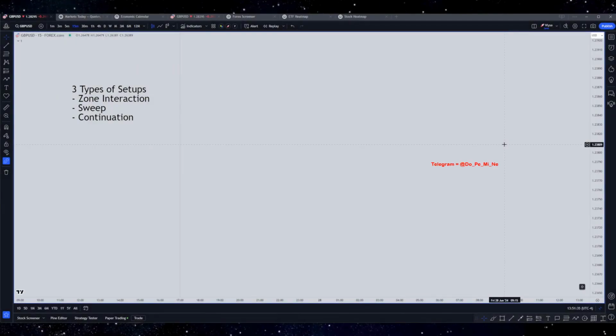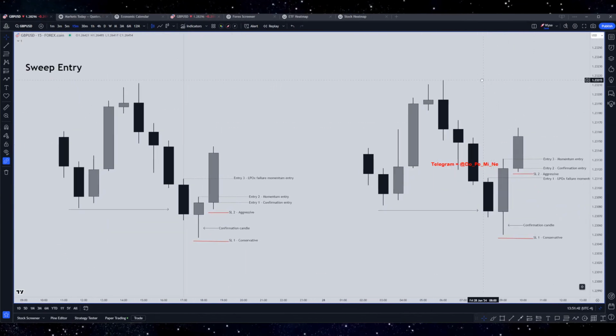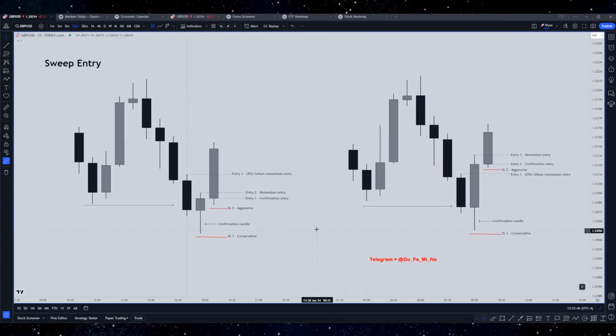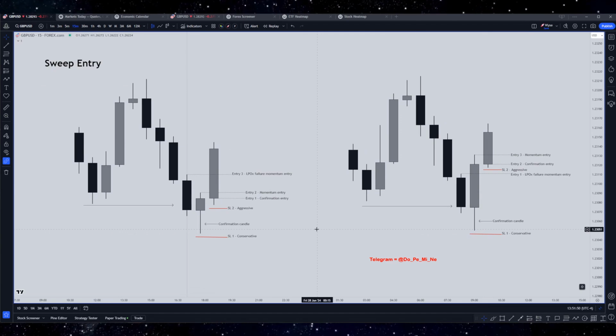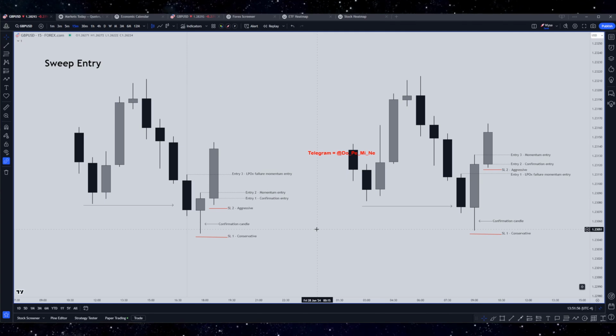Now that we've dug into the zone interaction entry, we're going to look at the sweep entry. This is going to use a lot of the same ideas as the zone interaction entry. The only difference is we are going to be trading a sweep of structural liquidity or a fractal or some form of internal range liquidity.